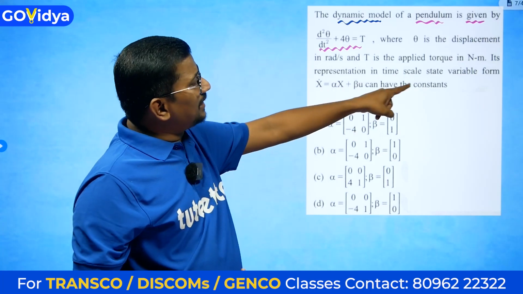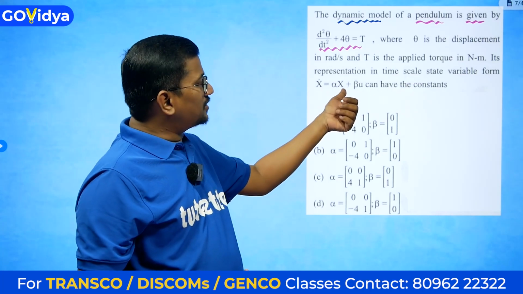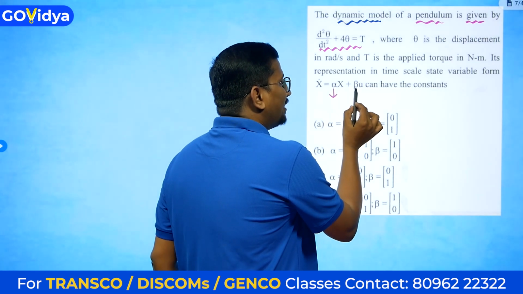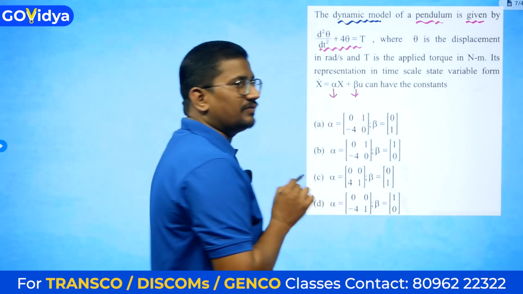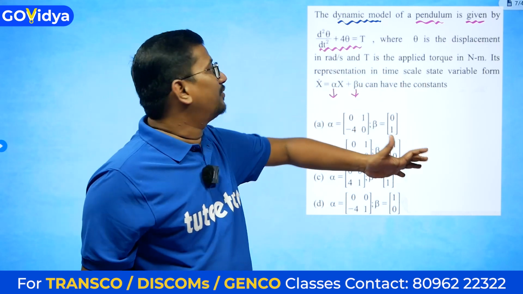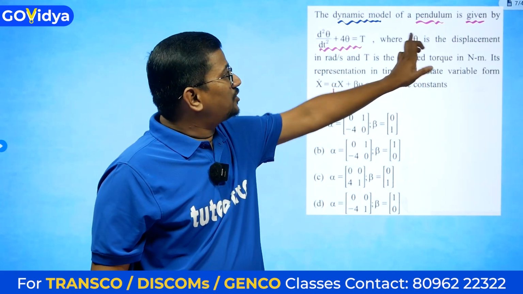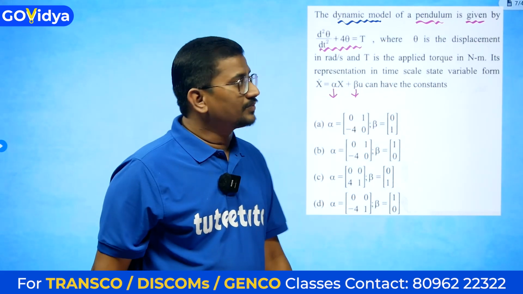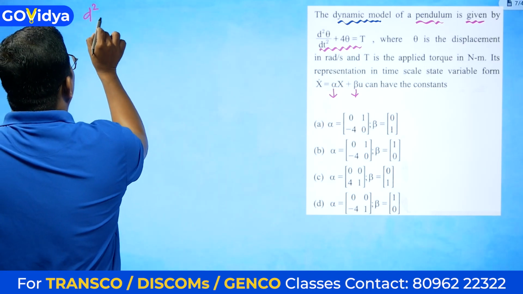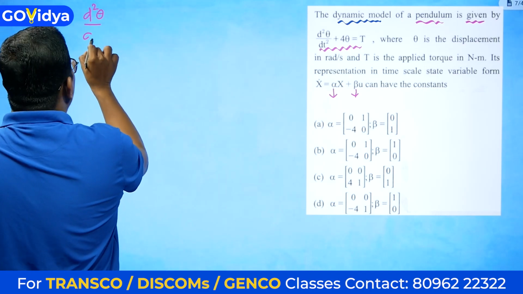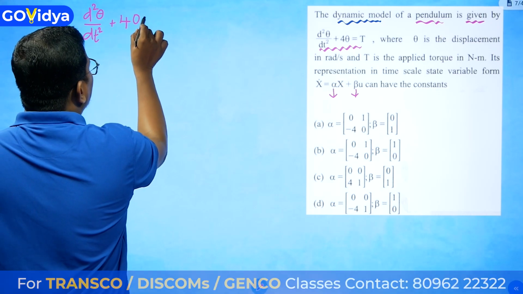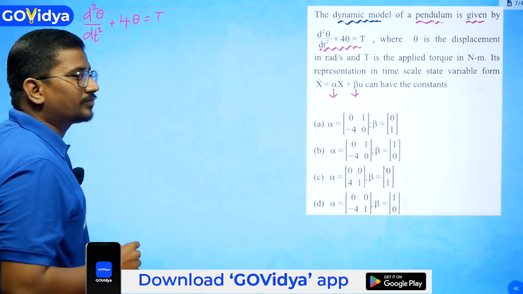It represents in a time scale state variable form x dot is equal to alpha x plus beta u, where alpha is called the state matrix and beta is called the input matrix. We know that, right? Now first let us represent this differential equation in terms of transfer function with respect to theta of s and T of s. First take the differential equation: d square theta by dt square plus 4 theta is equal to T.